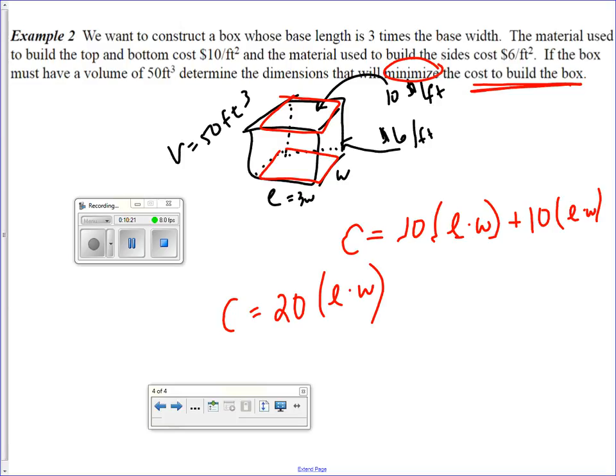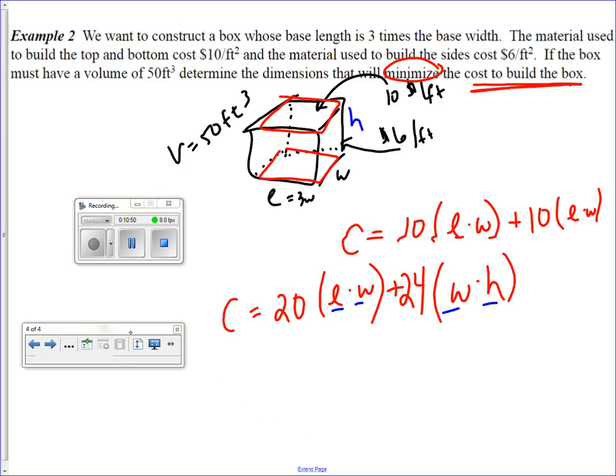And then for the sides, it would be the width times H, and that would give me the measure of one side, and it's $6 for one side. There's 4 sides, so I'm paying a total of $24. So that's my primary equation. Notice it has 3 variables, L, W, and H, okay? First, I know that L can be replaced with 3W. I'm going to go ahead and do that.